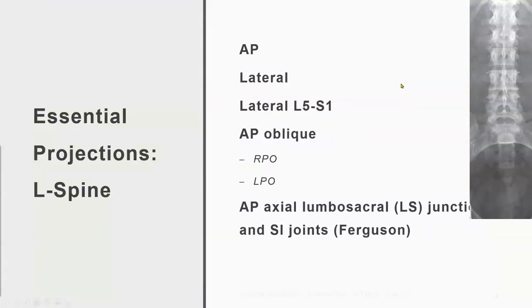Okay. Essential projections for the L spine. Always do an AP, a lateral, spot of L5S1, and we can do obliques and also a flexion extension. We'll talk a little bit about the lumbosacral region. The SI is going to be broken out a little bit later for us.